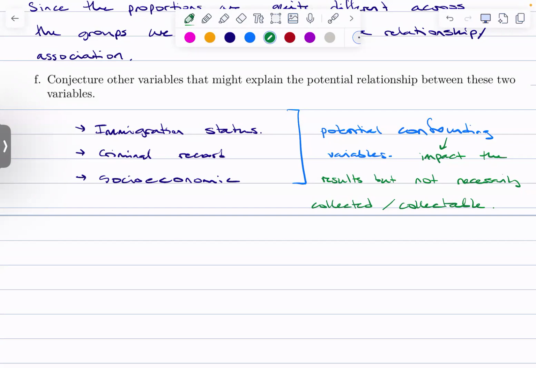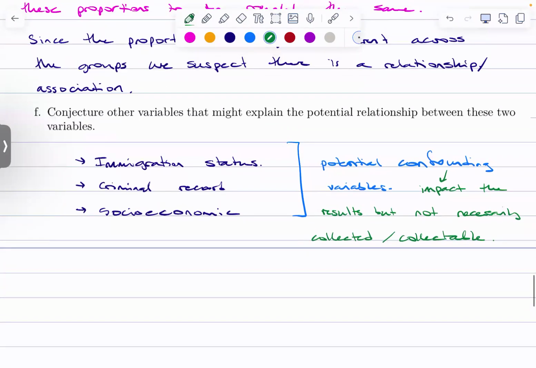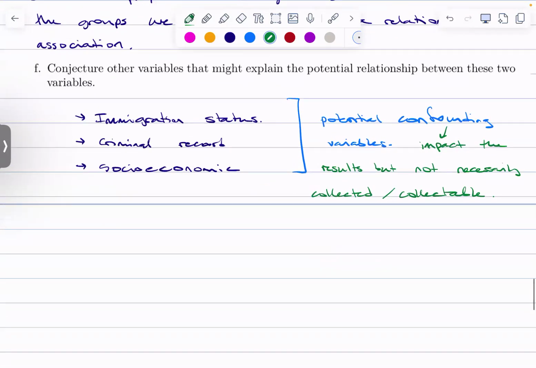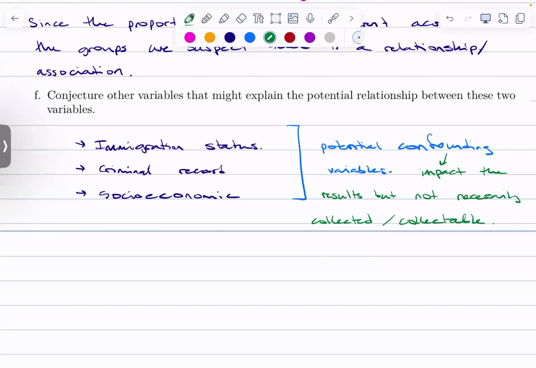We could ask them, what's your immigration status? Do you think you're going to get a true response? Another problem, right? So potentially confounding. Some of them will be true, right? I'm a citizen. Some of them might not be. Okay. Good. All right.